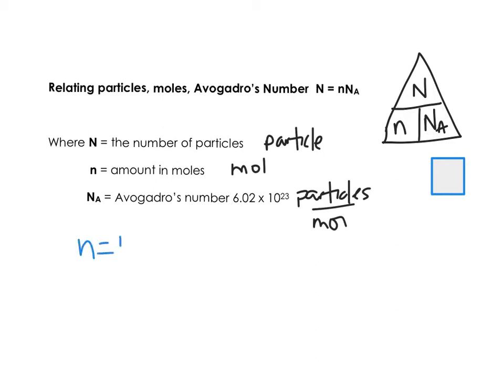So small n is big N divided by N_A, and big N is small n times N_A.